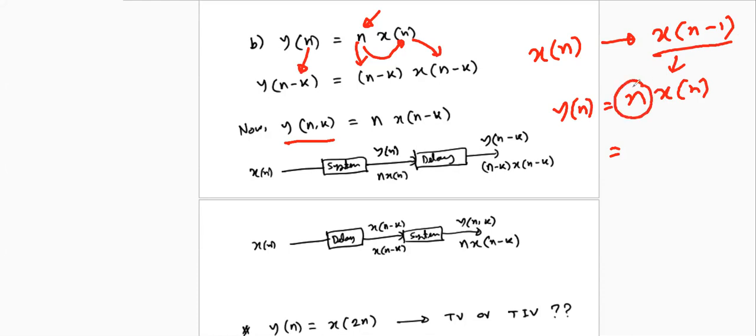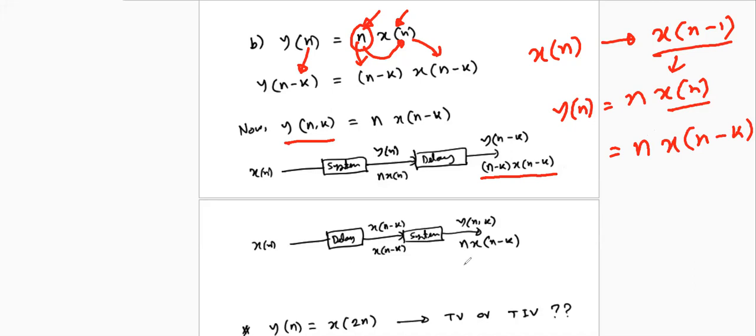It will take the value as it is, because it will only change this value of x, because it actually hampers or changes the value of your input, and input is multiplied with a value of n. So you will find the result as n into x[n minus k]. So in the first case, we got this result, (n minus k) multiplied with x[n minus k].